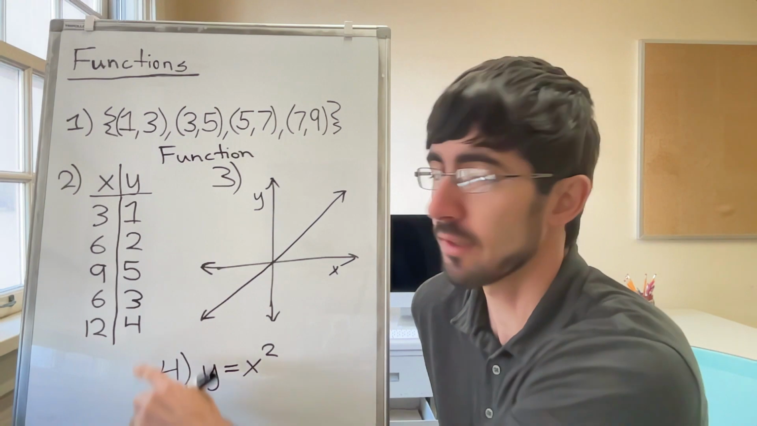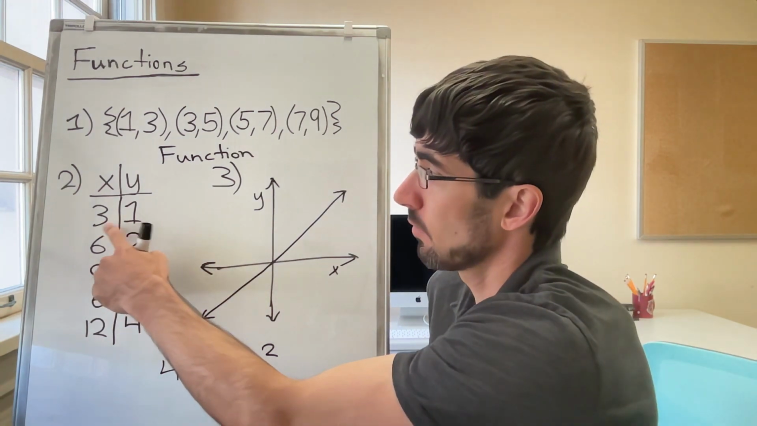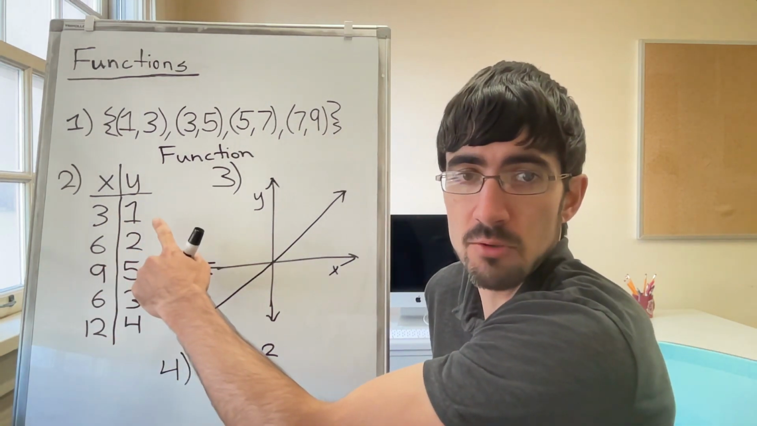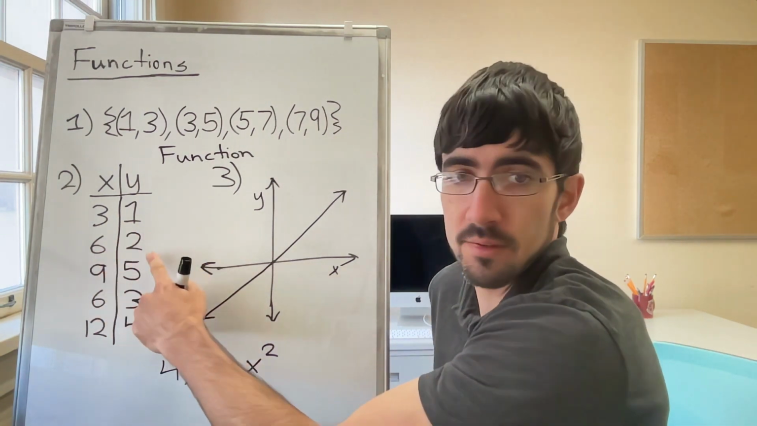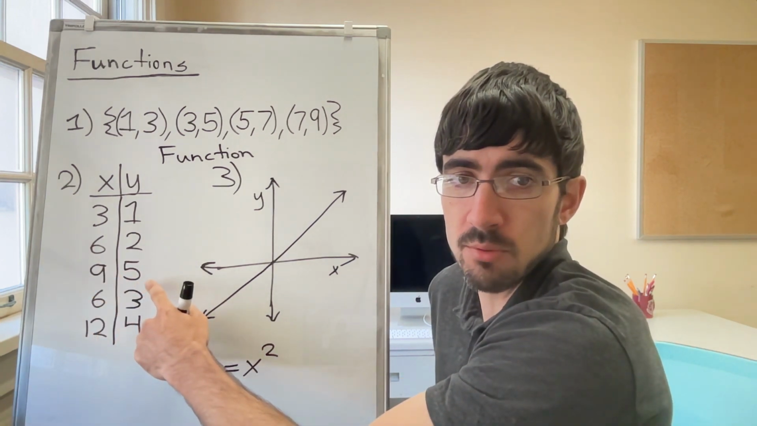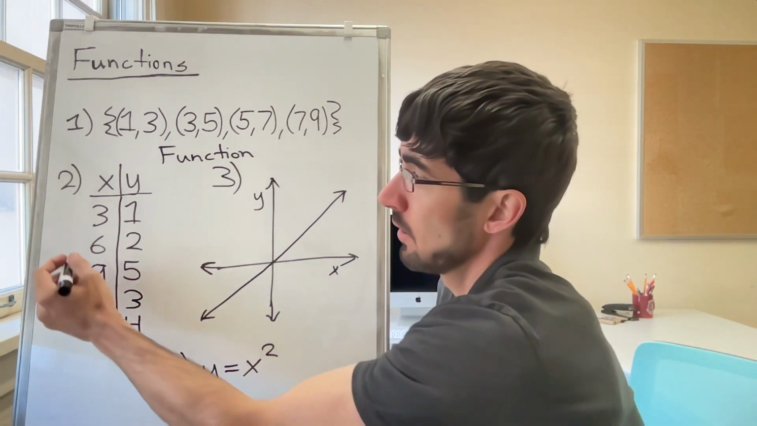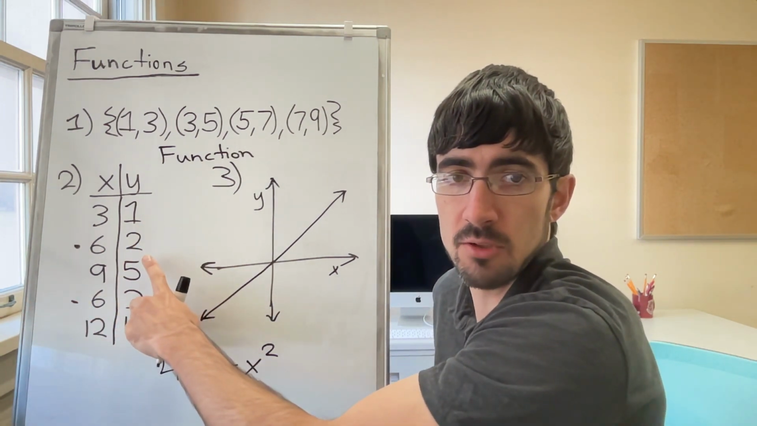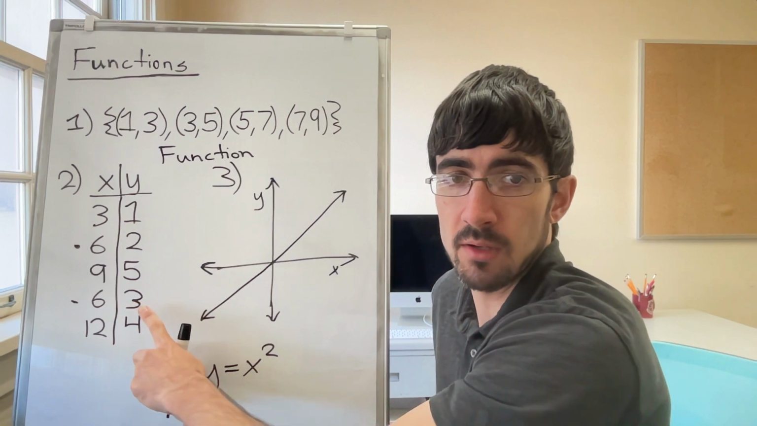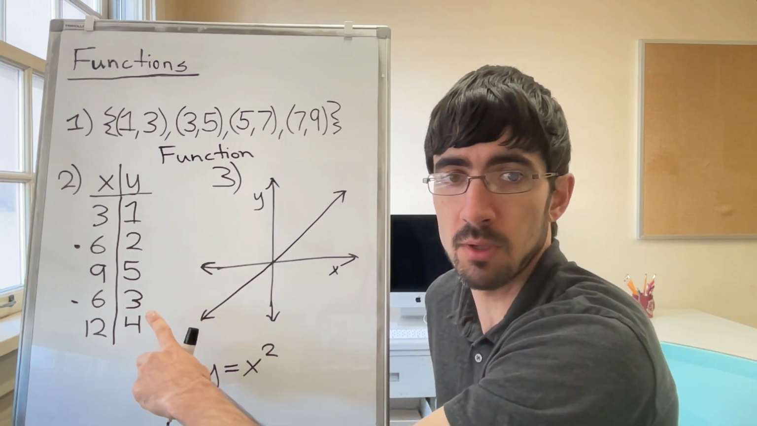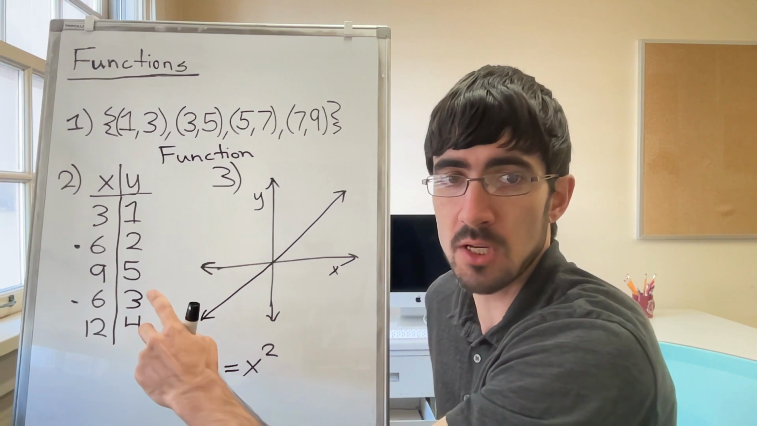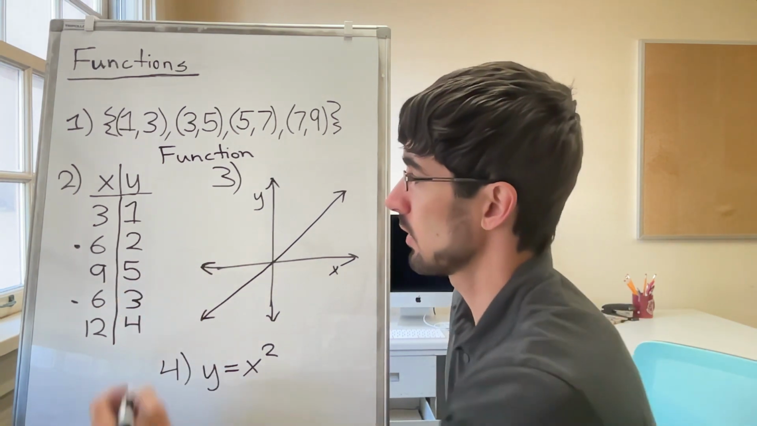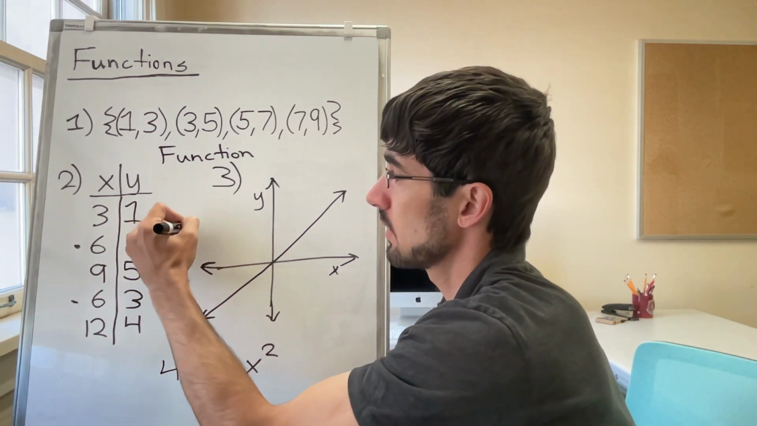I'd like you to contrast that with number 2, where we have (3, 1), (6, 2), (9, 5), (6, 3), (12, 4). So 3 is matched with 1 and only with 1. 6 is matched with 2. 9 is matched with 5. 6 is matched with 3. So there's a problem right here. The domain value 6 is matched with 2, but here the domain value 6 is matched with the range value 3. So that single domain value is matched with two different range values. That contradicts our definition of a function. And so we say this is not a function.